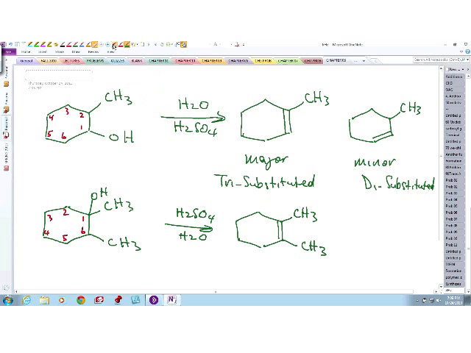Now, what other products are possible here? Let us say this carbon is carbon 7, and this carbon is 8. If I say, give me all of the possible products, what other products are possible? Between 1 and 2, okay, very good. What other product? 1 and 7. 1 and 7, very good.